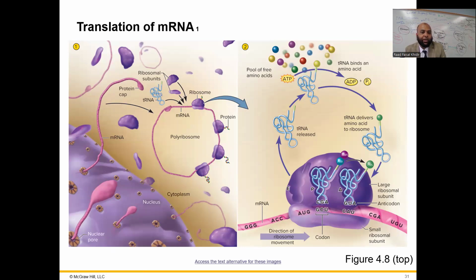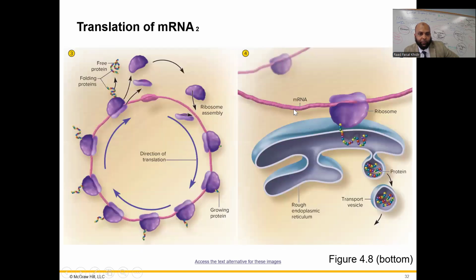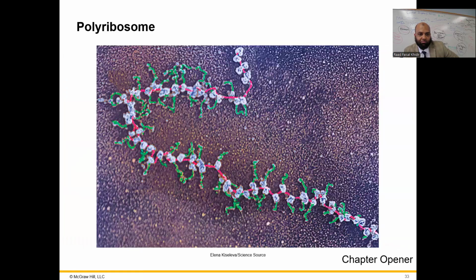So the ribosome subunit binds to the cap, and there's a pool of free amino acids. The tRNAs bind an amino acid and they give us proteins. Okay. This is a polyribosome.